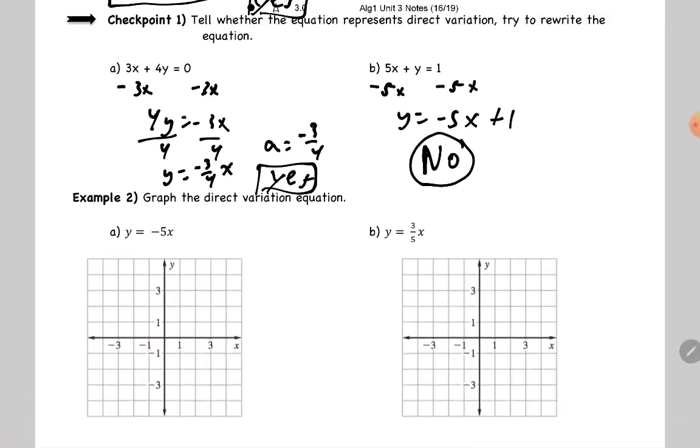Okay, graph the direct variation equation. With direct variation, our y-intercept is always going to be at 0, because if you look at the equation y equals mx plus b, our plus b in this case is plus 0. So I'm going to make a dot at 0. And then our slope is negative 5, so I'm going to go down 5 over 1 and then draw our line.